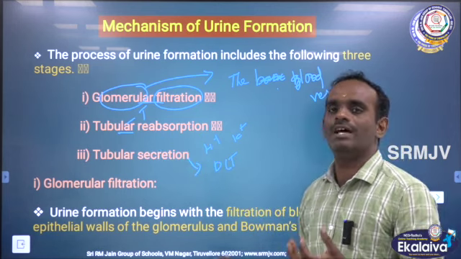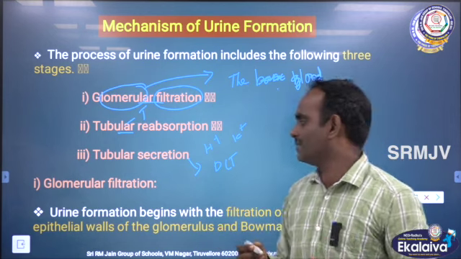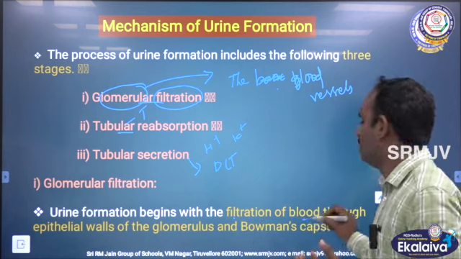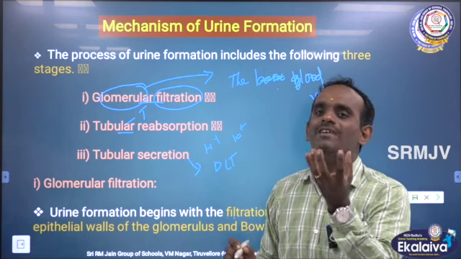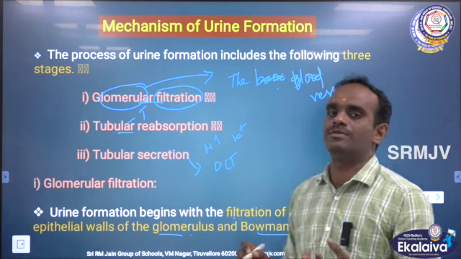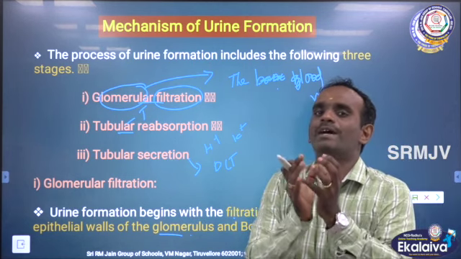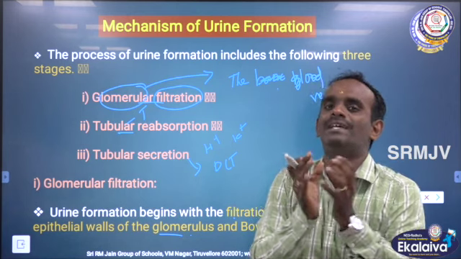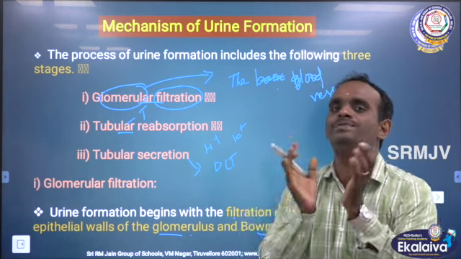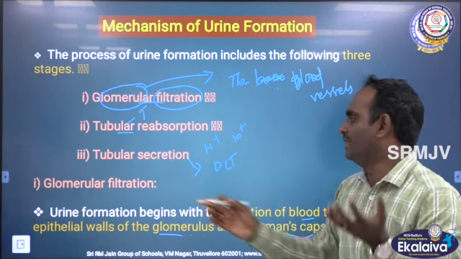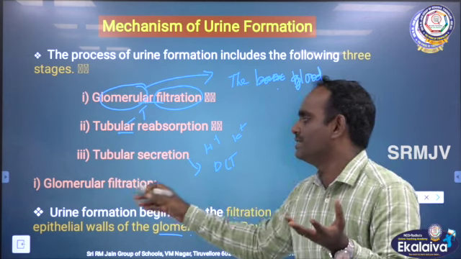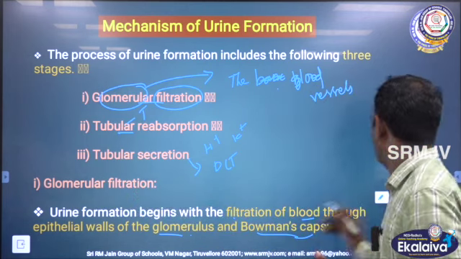First, we will move on to the glomerular filtration, children. Urine formation begins with the filtration of blood through epithelial walls of the glomerulus and Bowman's capsule. Glomerulus is nothing but a bunch of blood capillaries. And Bowman's capsule is nothing but a cup-shaped structure. So, filtration takes place in glomerulus, okay. So, it is said to be glomerular filtration.